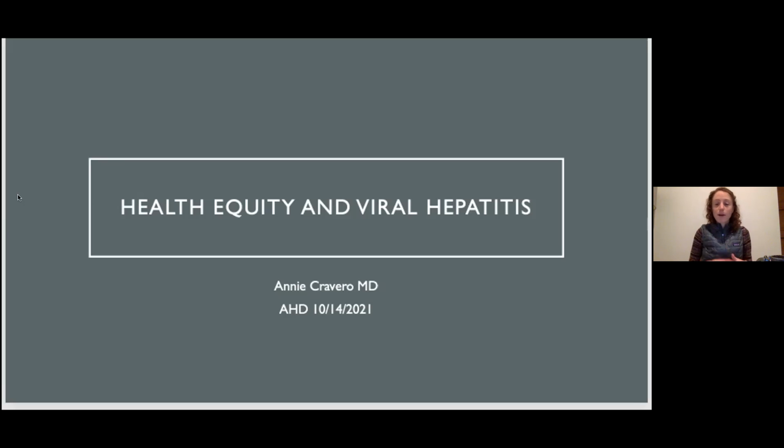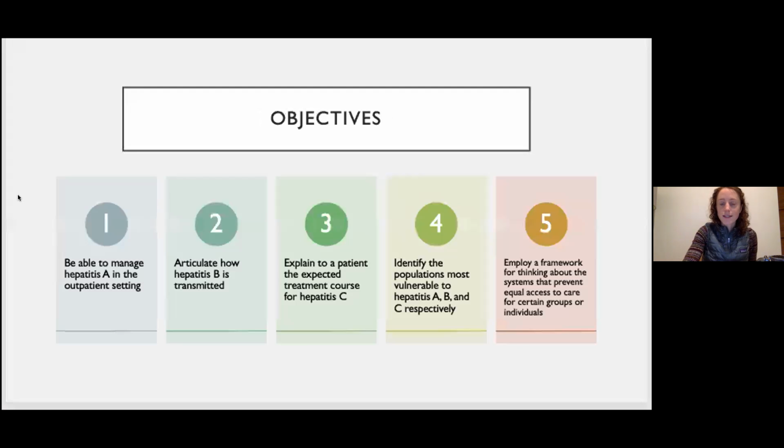So we're going to practice talking about systems that are preventing equitable access to care for certain populations and individuals, while also touching on some clinical pearls and epidemiology. No disclosures. My objectives are that by the end of the session, you will be able to manage hepatitis A in the outpatient setting, articulate how hepatitis B is transmitted, explain to a patient the expected treatment course for hepatitis C, identify populations most vulnerable to hepatitis A, B, and C respectively, and employ a framework for thinking about systems that prevent equal access to care for certain groups or individuals.